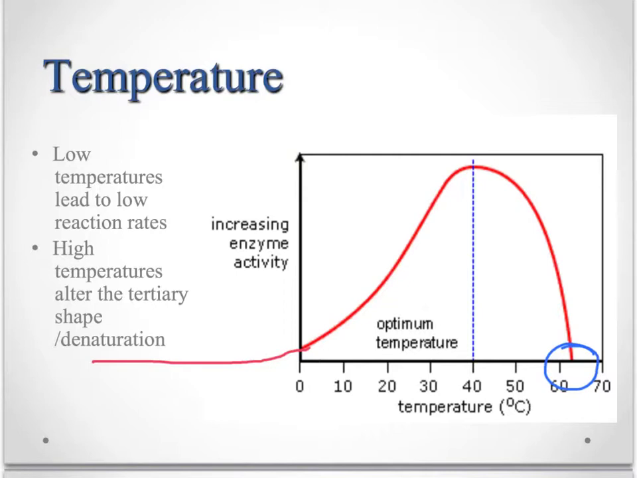At the other end of the scale, when we are dealing with very cold temperatures, we still have that tertiary shape. It hasn't denatured at all. The rate of reaction has dropped significantly because of the way that the molecules have now stopped moving quite so much.